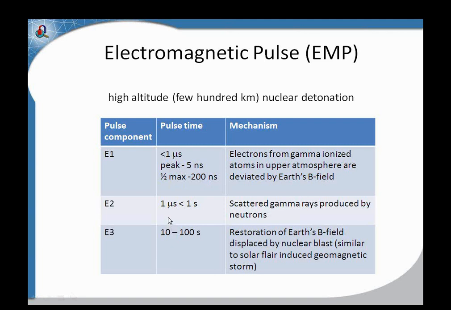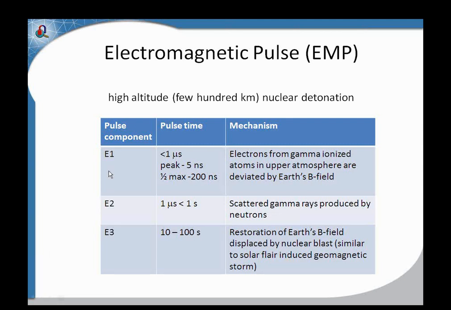The E2 component results from scattered gamma rays produced by weapon neutrons, roughly between 1 microsecond and 1 second. The E3 pulse results from a restoration of the Earth's magnetic field displaced by the nuclear blast. So the nuclear blast is going to heave a huge section of the Earth's magnetic field out of the way, and these field lines will then restore back to their original value.